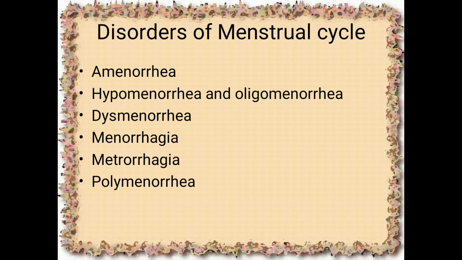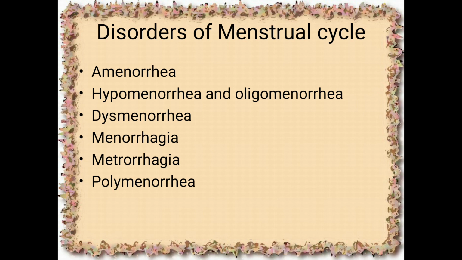And then polymenorrhea. Polymenorrhea means when the menstrual cycle occurs frequently. It is the opposite of oligomenorrhea. Here the menstrual cycle occurs frequently, in less than 21 days. So these are the disorders of the menstrual cycle.